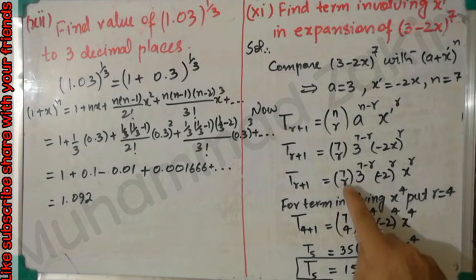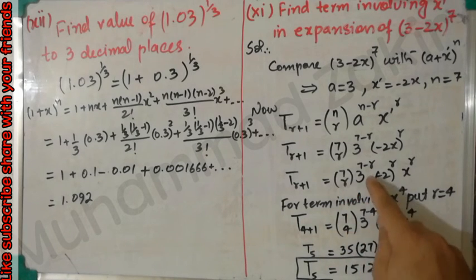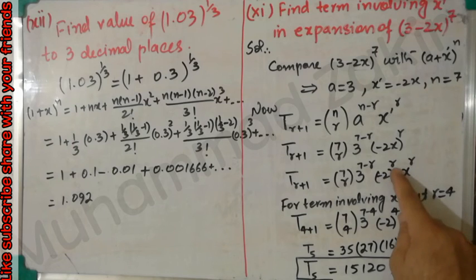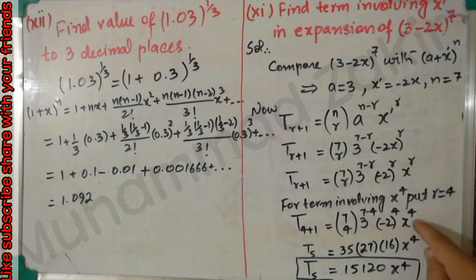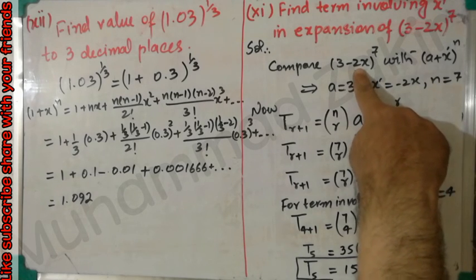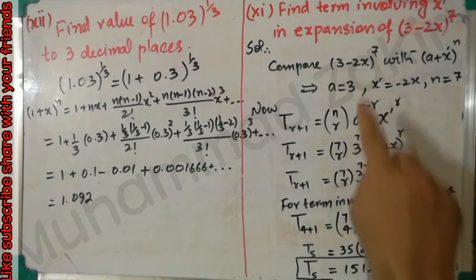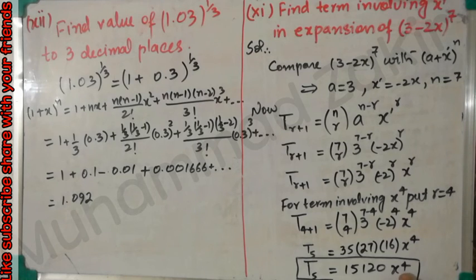T5, r is replaced by 4: 7C4, 3 power (7 minus 4), (minus 2) power 4, x power 4. 7C4 is 35. 3 power 3 is 27. Minus 2 power 4 is 16. x power 4. So multiplying these all together, we obtain 15,120 x power 4. So in this expansion, the fifth term is having x power 4 and it is 15,120.